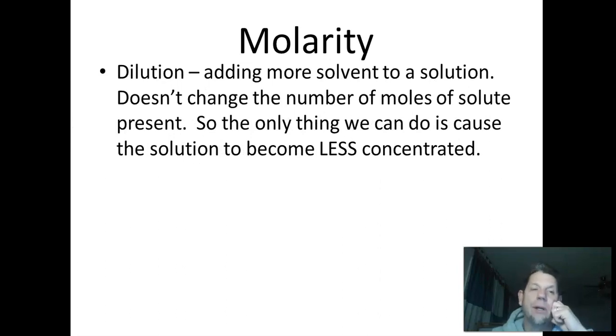When we're using molarity, you can't just make a solution more concentrated. The only thing we can do is dilute it. When you add more solvent, it doesn't change the number of moles. All it's doing is adding more solvent, and the volume increases. So we're making this less concentrated. Again, you understand this concept from before.